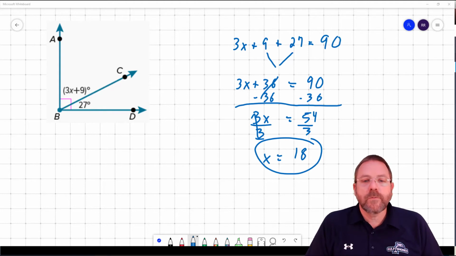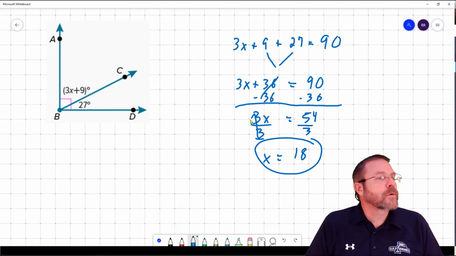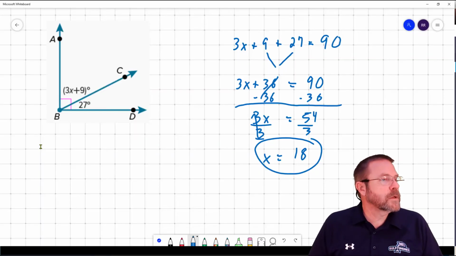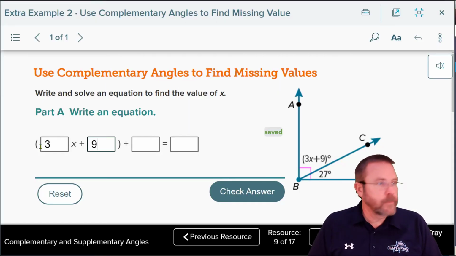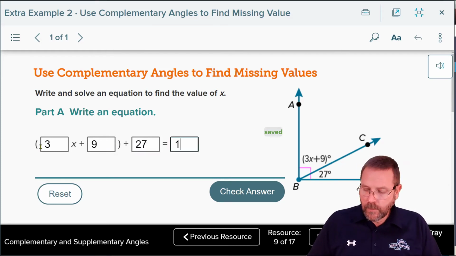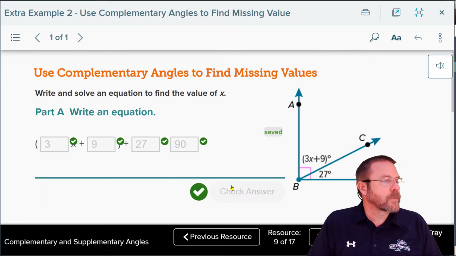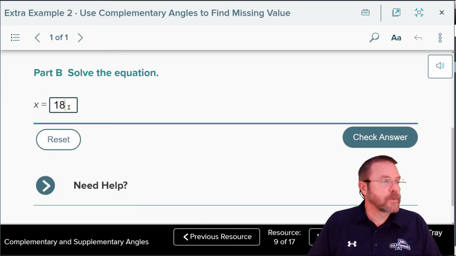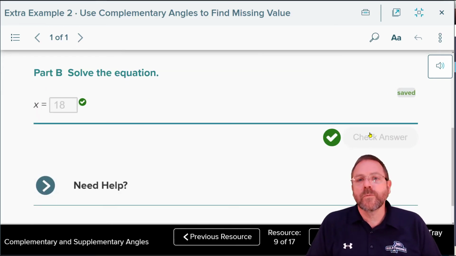Jump back over to the original problem. We do need to put in our formula, which is 3x plus 9 plus 27 is equal to 90 degrees. Check that. That's our formula. And then we ended up getting 18 degrees for our final answer, which checks as well.